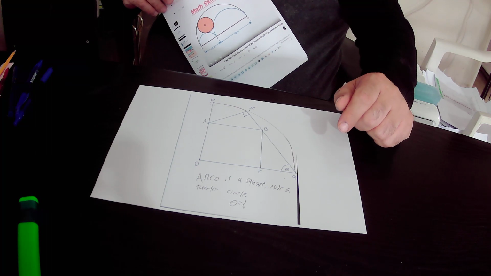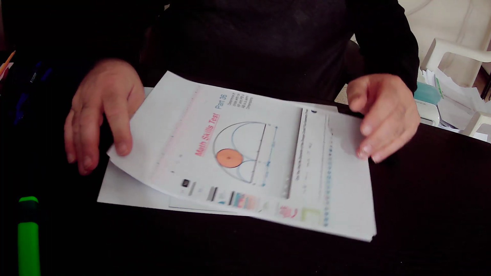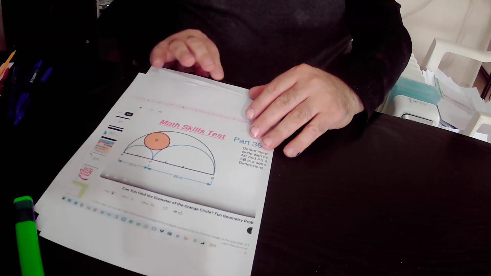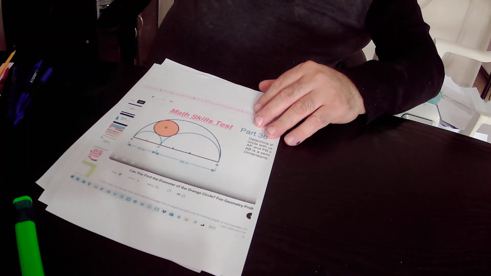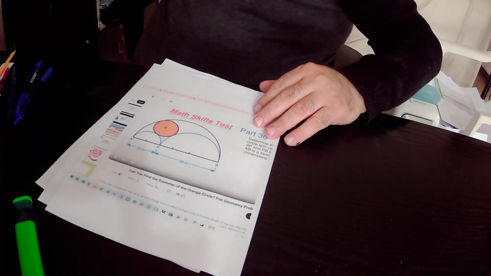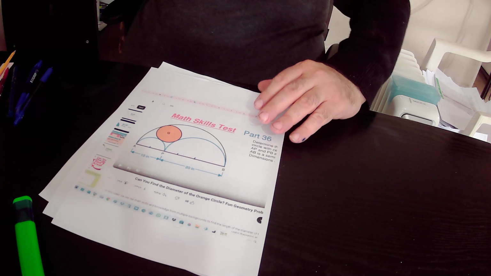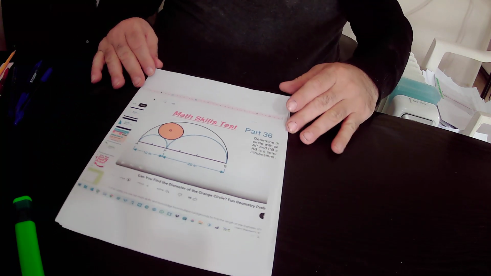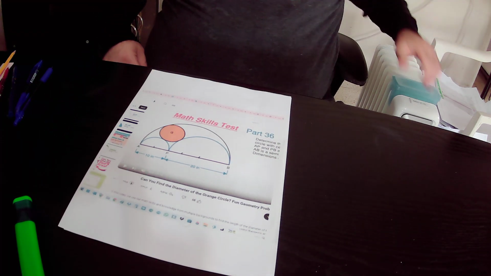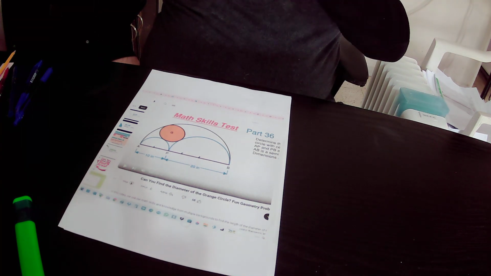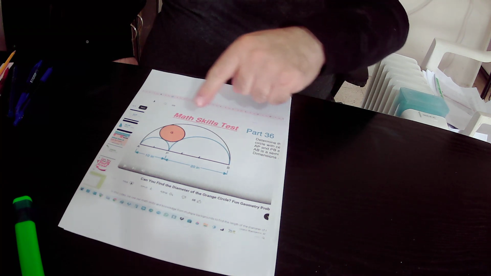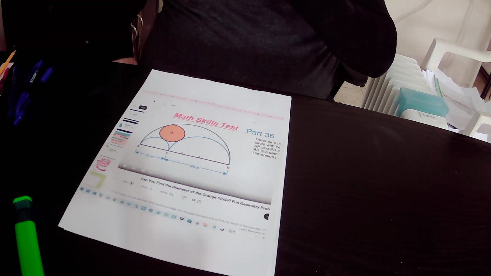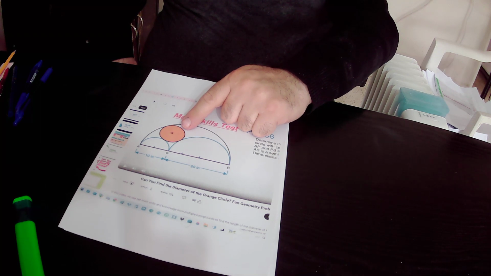Okay, so we'll start with the first question. Here we have three semicircles in the drawing. The biggest semicircle consists of two small semicircles and the orange circle, and we want to find out the diameter of this orange circle.